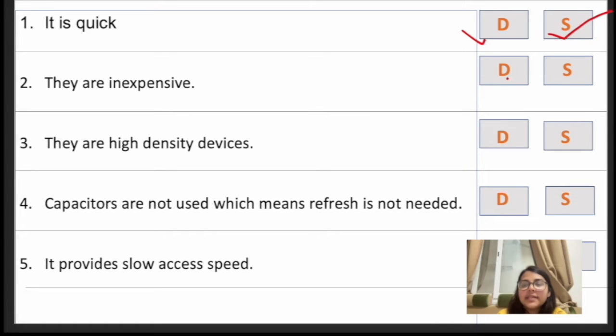Which is inexpensive? DRAM. They are high density devices, which is DRAM, dynamic RAM, and capacitors are not used, which means refresh is not needed. Which is that? SRAM. Okay, so static RAM is used like this, students, and it provides slow access speed. What? Yes, that is dynamic RAM. I think you are clear with these points.